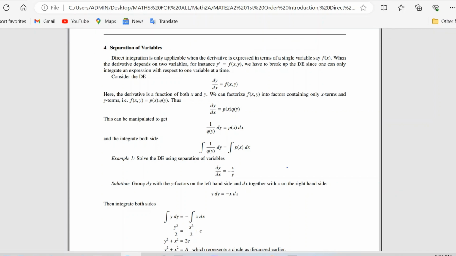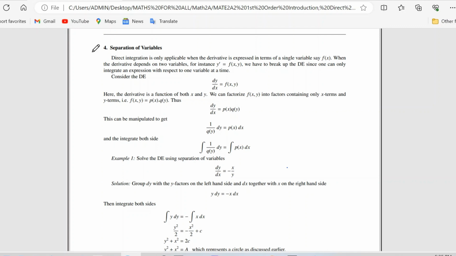Separation of variables is slightly like direct integration, but not quite. It's quite different from direct integration. But if you don't care about reading the headings or the content or the chapters, you might think they're the same.